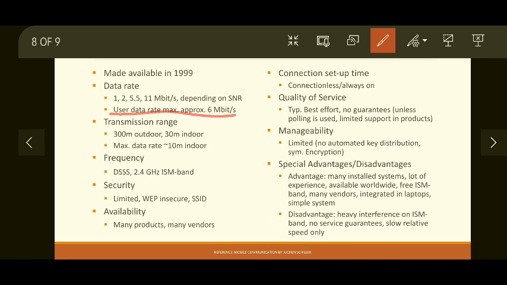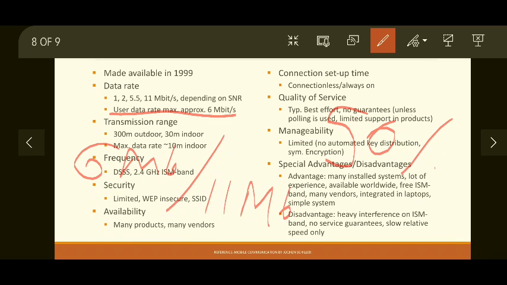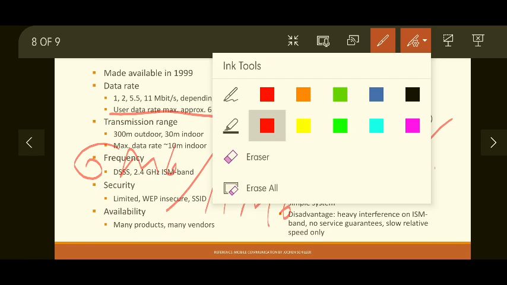Okay, maximum up to 6 Mbps. So you can calculate the throughput. 6 Mbps, that is the user available data rate, divided by 11 Mbps, that is the total data rate. So whatever that percentage, that is our throughput. That will be around 56%. That is the throughput of our standard.